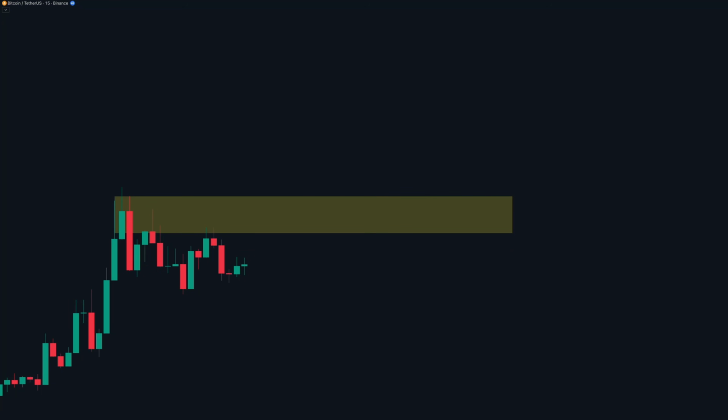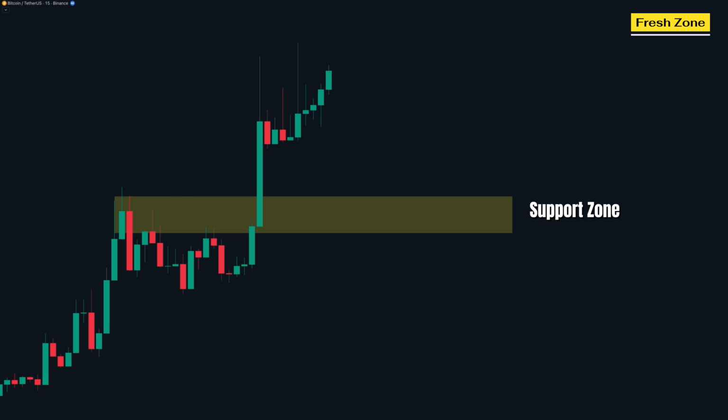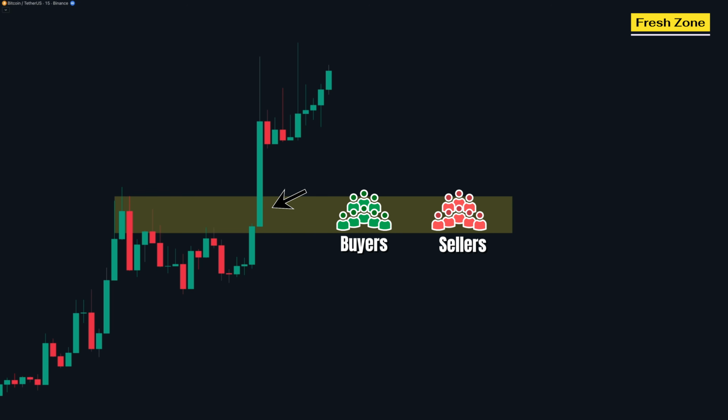Zone number 1, and we call this the fresh zone. When price breaks above a resistance level, that resistance turns into a support zone. This is something every trader knows, but here is the part that most traders completely miss. When price breaks through that resistance and shoots up, it leaves something behind at that breakout point. Buyers who are waiting to buy the retest of that level, and sellers who are not convinced the breakout was real, so they are also waiting at that same zone.